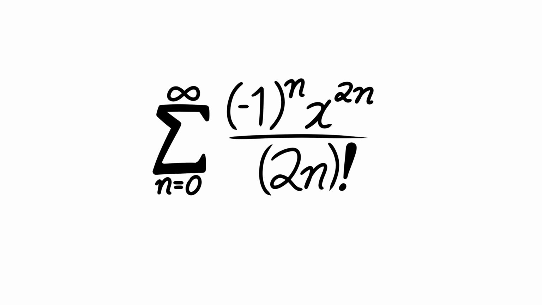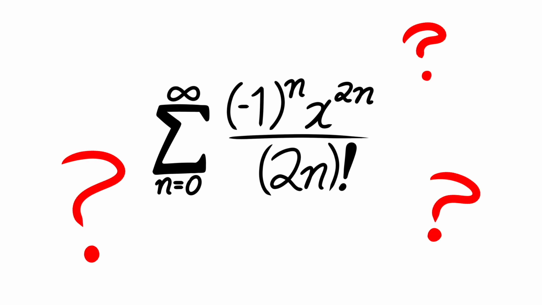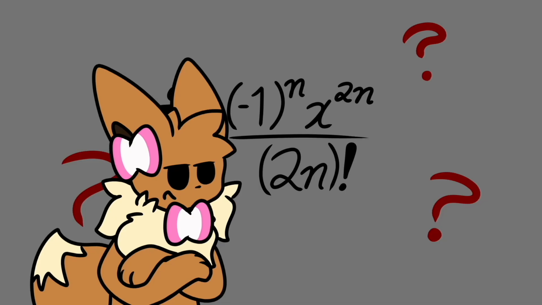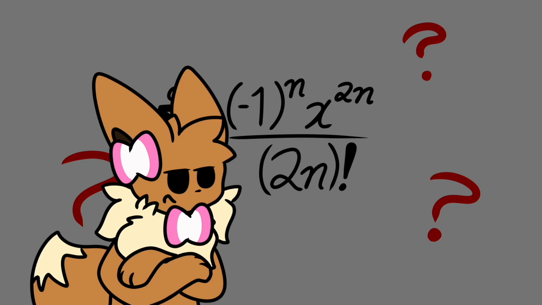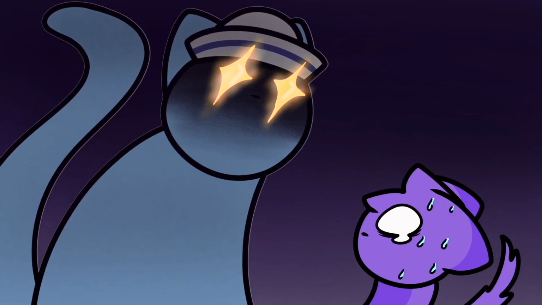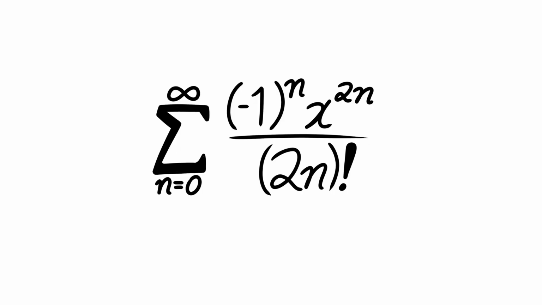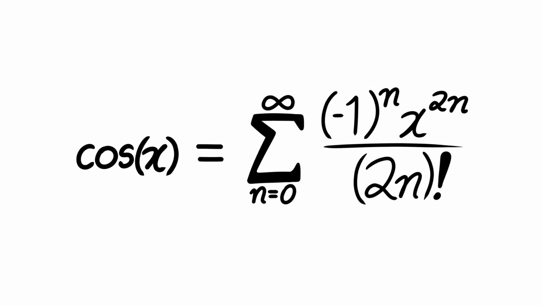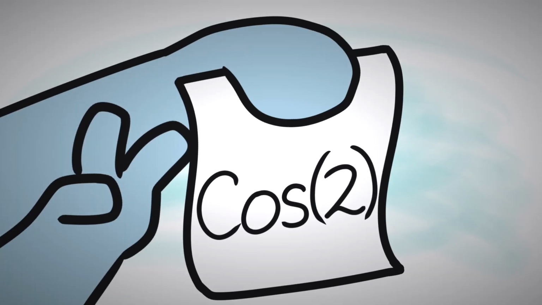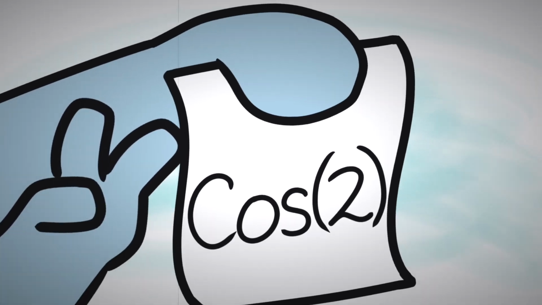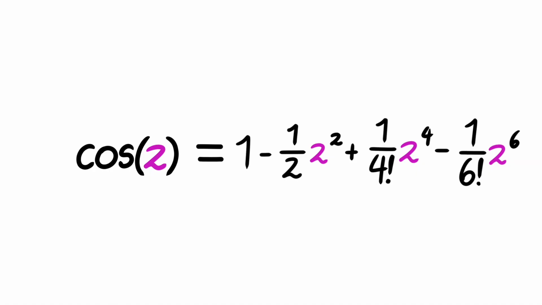Okay, so now that we know where this thing comes from, what the hell do we do with it now? Well, I'm so glad you asked, because that sailor is starting to get impatient with you. Since this power series represents the Taylor series of cosine of x centered at 0, all we have to do is replace x with what we need. And in this case, when x equals 2. And since we only need a number with 2 decimal places, having 6 derivatives should be good enough.